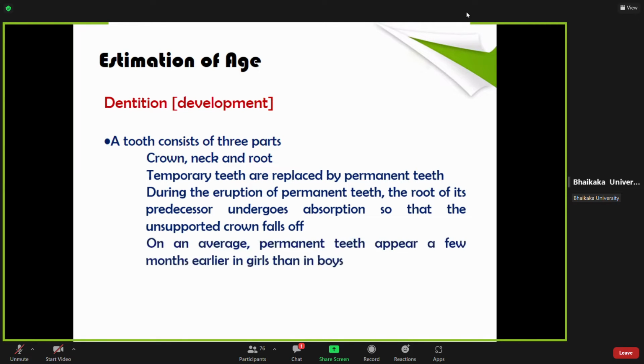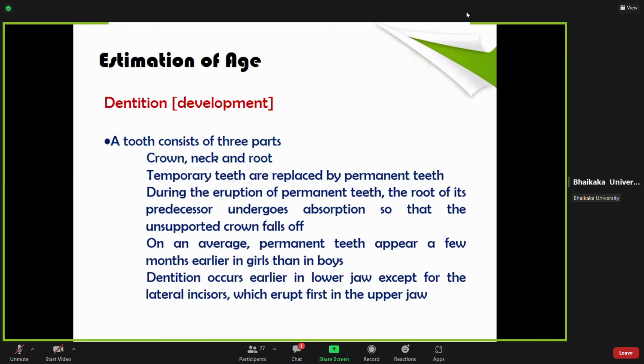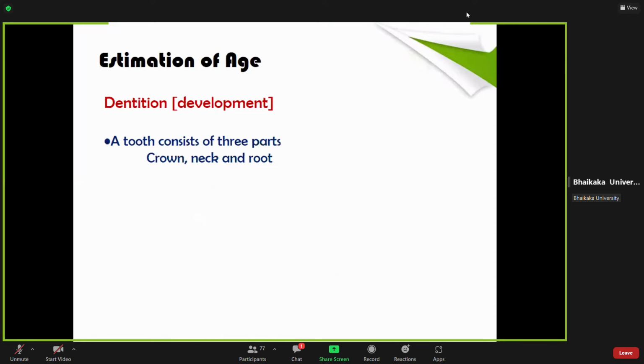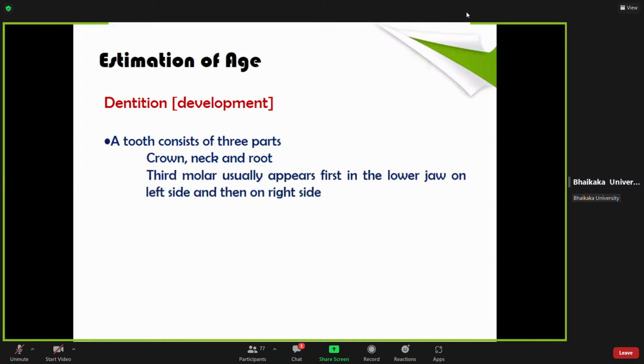On an average, permanent teeth appear a few months earlier in girls than in boys. Dentition occurs earlier in the lower jaw, except for the lateral incisor, which erupts first in the upper jaw. Third molar usually appears first in the lower jaw on the left side and then on the right side.